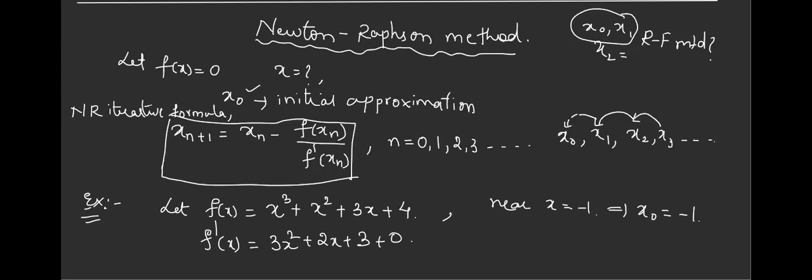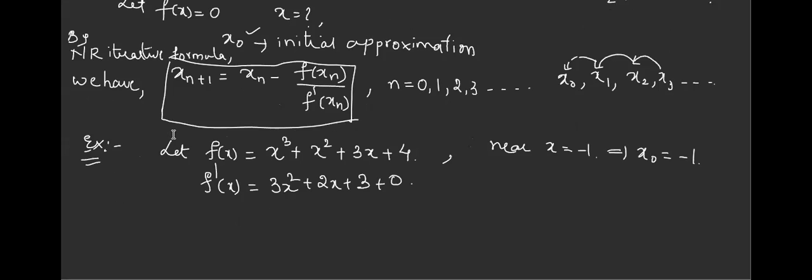Now after this, all of you just write this. By Newton-Raphson iterative formula, we have x n plus 1 equal to x n minus f of x n divided by f dash of x n. This is the important formula to be remembered. Then write comma n equal to 0, 1, 2, 3 and so on. Now this is the Newton-Raphson formula.